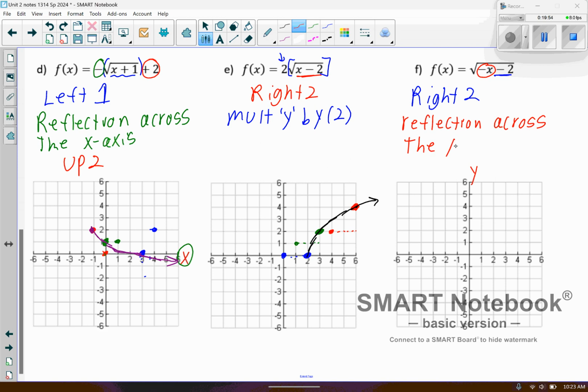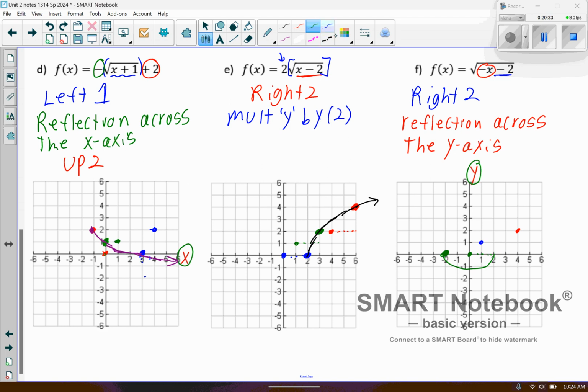Okay, so let's plot those points. So starting with the green point, I'm going to go to the right 2, but then I have to reflect across the y-axis, so it's going to cause me to flip all the way over here. So now I'm at x being -2. X goes from being +2 to x being -2. That's what that negative does, it causes my x values to change signs.